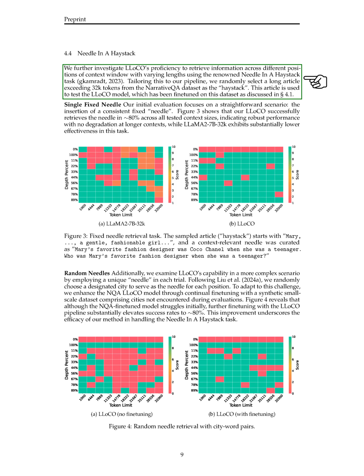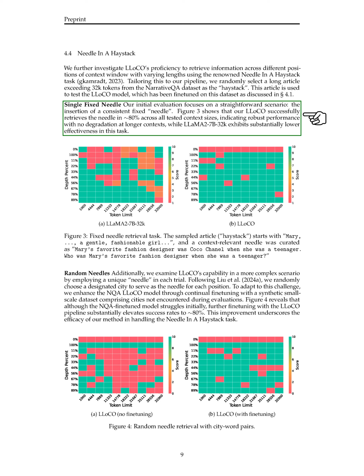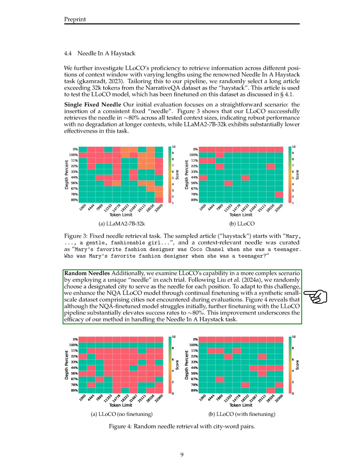We also investigate LLoCO's ability to retrieve information from different positions in a text of varying lengths using the needle in a haystack task. We test LLoCO on a long article from the NarrativeQA dataset as the haystack and evaluate its performance with fixed and random needles. Our model shows robust performance across different context sizes, outperforming the Llama 2 7B 32K model. By continually fine-tuning LLoCO with a synthetic dataset for handling random needles, we significantly improve success rates, showcasing the effectiveness of our method in this task.